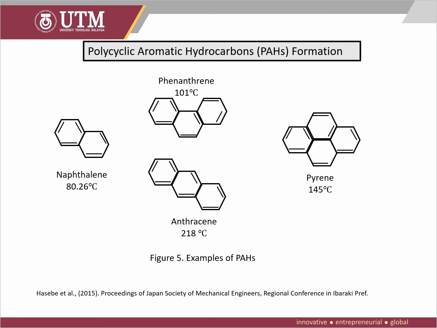The other component that is found in the soot is polycyclic aromatic hydrocarbon, known as PAH. Here are some examples of PAH, and they are naphthalene, phenanthrene, anthracene, and pyrene. So basically the soot mainly consists of two compounds, and they are the sticky phenol resin and PAH.